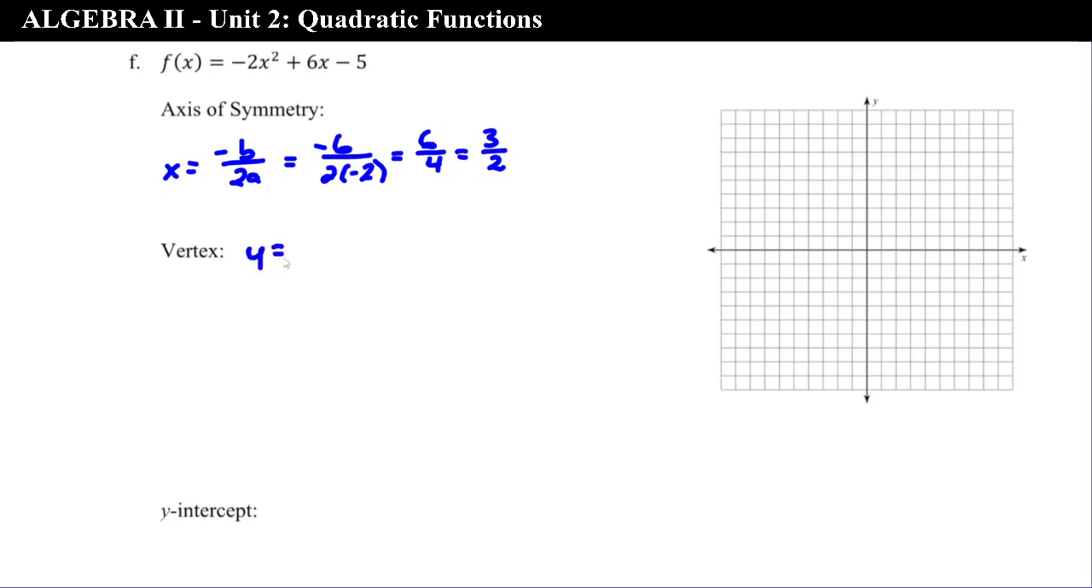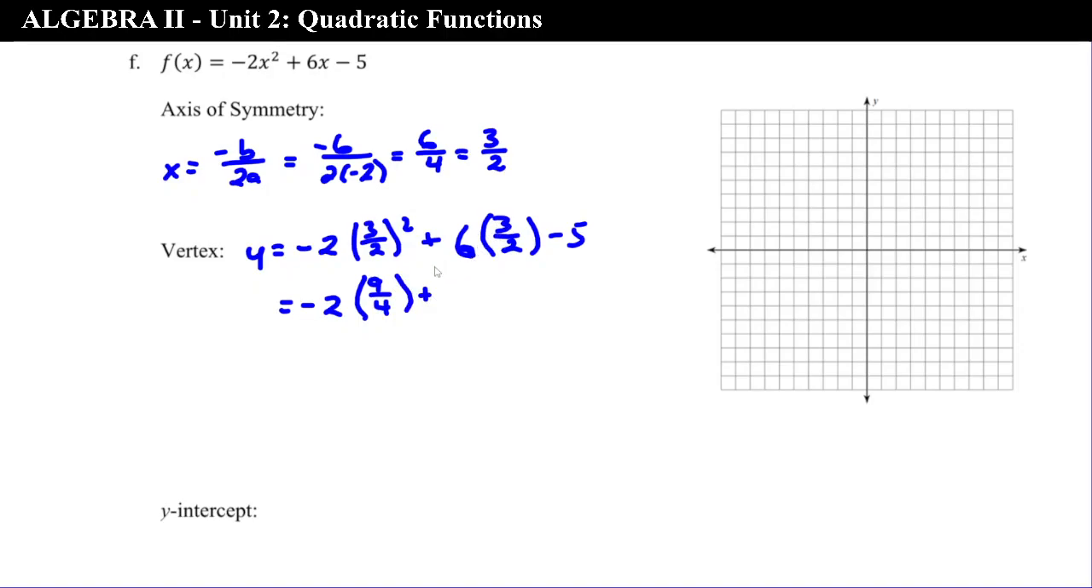Let's see if we can find the y value of our vertex. You've got negative 2 times 3 halves squared plus 6 times 3 halves minus 5. We've got negative 2 times, that's going to be 9/4, plus 6 times 3, and let's go ahead and multiply that too, okay? So negative 2 times 9/4, that's going to give you negative 18/4. Then we have 6 times 3, which is 18, so you're going to have 18 halves.